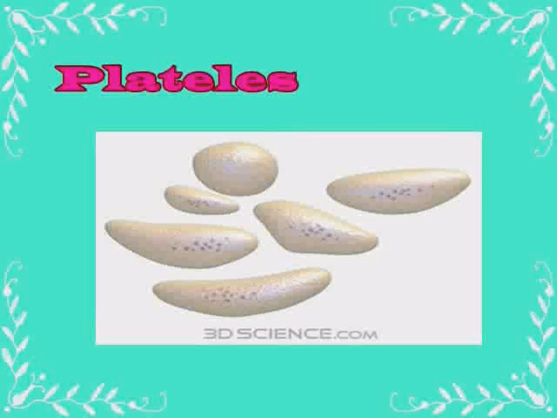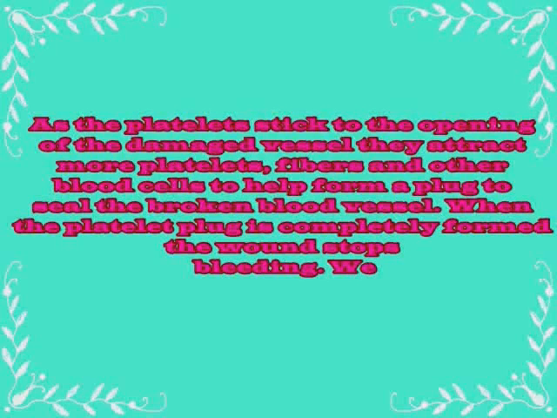Platelets are blood cells that stop bleeding. When bleeding occurs, the blood pulses and the blood leaks out. In order to plug up the holes where the blood is leaking from, the platelets start to stick to the opening of the damaged blood vessels. As the platelets stick to the opening of the damaged vessels, they attract more platelets, fibers, and other blood cells to help form the blood clot to seal the broken blood vessels.